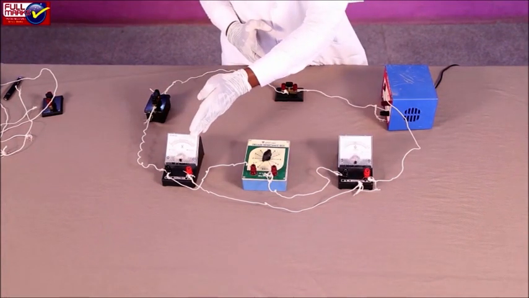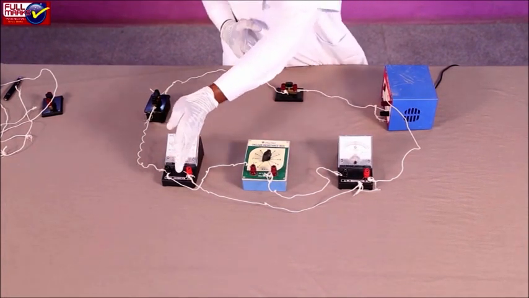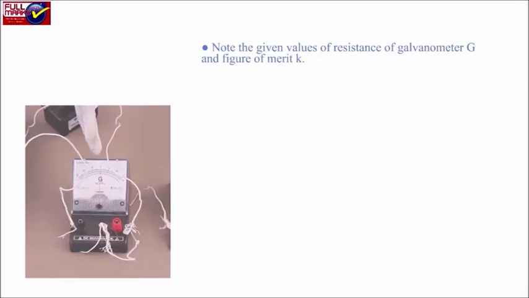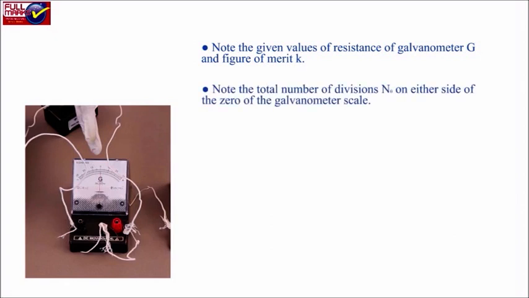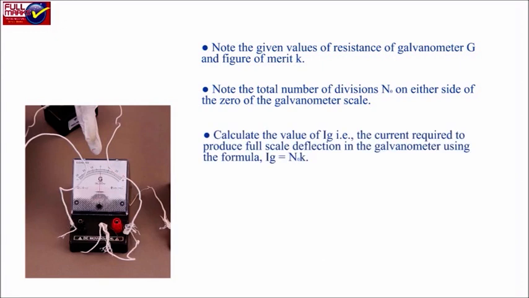Determination of current for full-scale deflection. Note the given values of resistance of galvanometer G and figure of merit K. Note the total number of divisions N0 on either side of the zero of the galvanometer scale. Calculate the value of Ig, that is, the current required to produce full-scale deflection in a galvanometer using the formula Ig is equal to N0K.